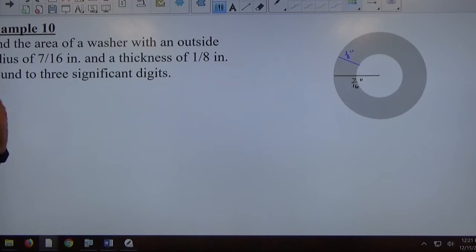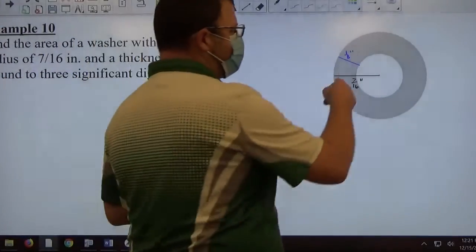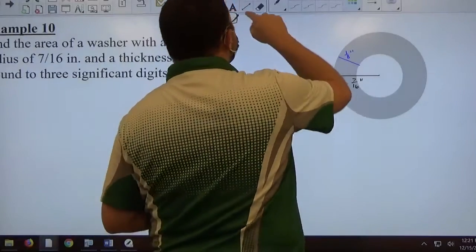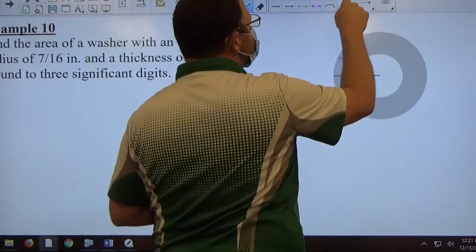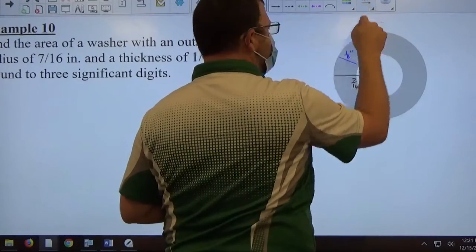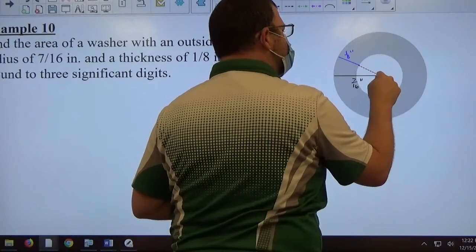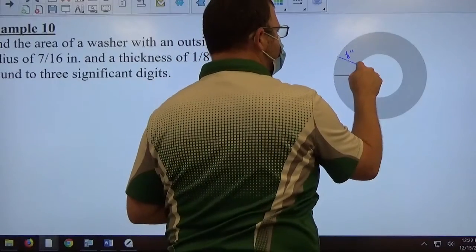Last time we knew both radii, now we don't know both radii. What I'm missing is the inner radius. But what I know is if I were to extend this piece all the way, basically what I'm missing is this bit here from here to the center. I didn't draw that very straight, so let me fix that.